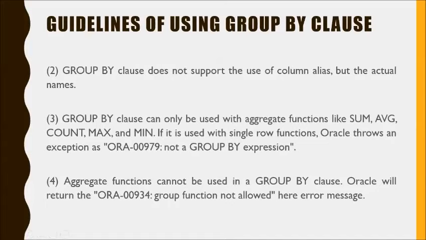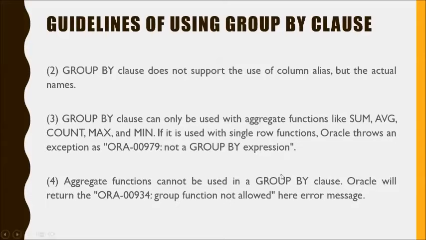Number 2, group by clause does not support the use of column alias, but the actual names. Number 3, group by clause can only be used with aggregate functions like sum, AVG or average, count, max for maximum, or min for minimum. If it is used with single row functions, Oracle throws an exception as ORA-00979, not a group by expression.